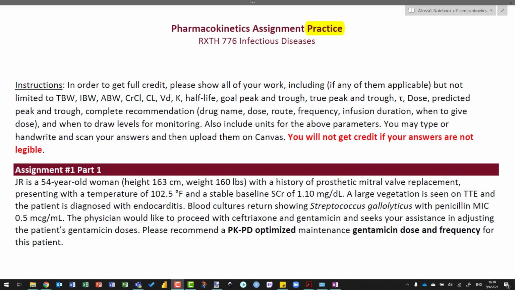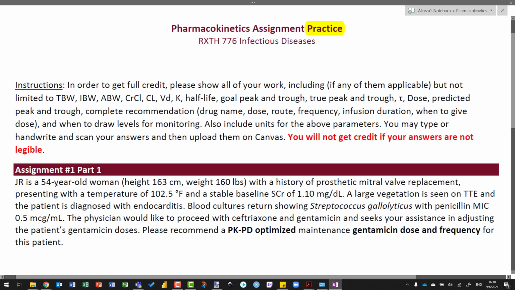So a few things that you should pay attention to is the age of the patient is 54 years. This is a female, and then you have a height and weight here. And of note is that this patient is diagnosed with endocarditis, and according to endocarditis guidelines from the American Heart Association, the treatment of Streptococcus gallolyticus includes ceftriaxone plus gentamicin for a patient with mitral valve replacement. Now, you don't need to know that.